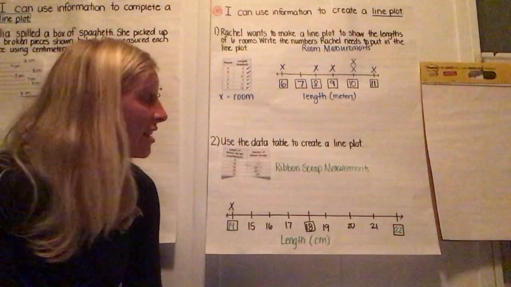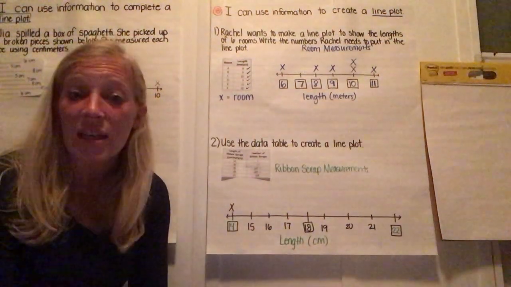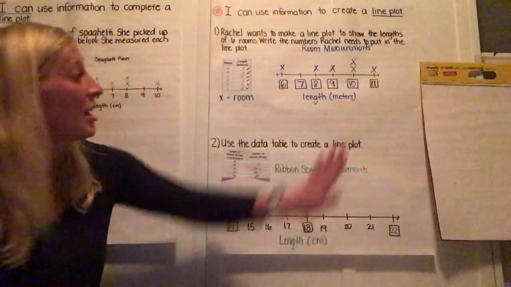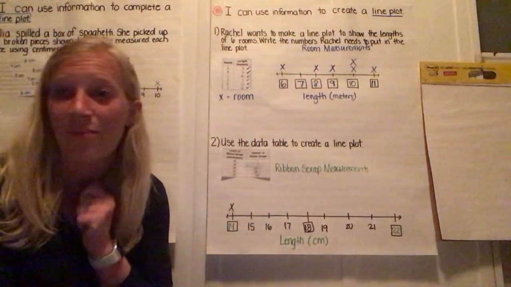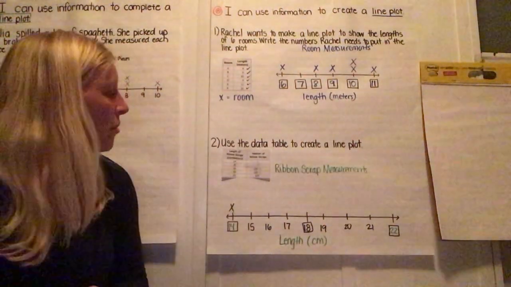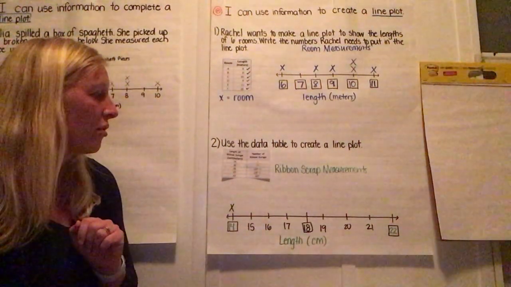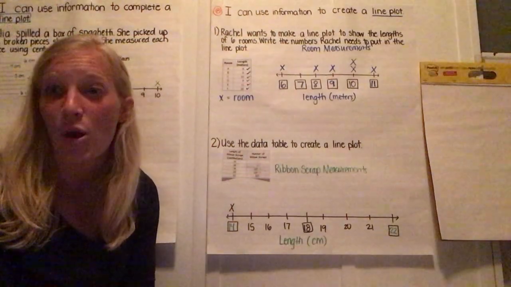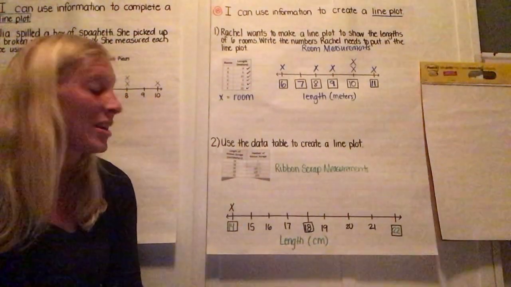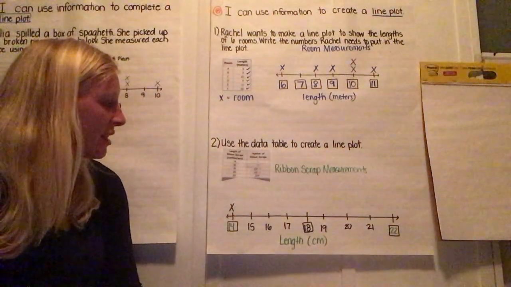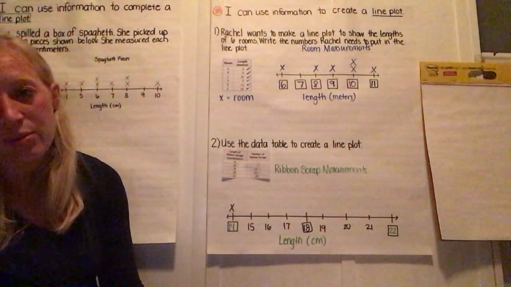You did a fantastic job this week taking that information or this data and plugging it into an organized way so we can read it in a snap. We'll be able to easily see which length of ribbon scrap has the most, right? Which one has the least, which one doesn't have any, okay? Once we can see this data on this line plot.